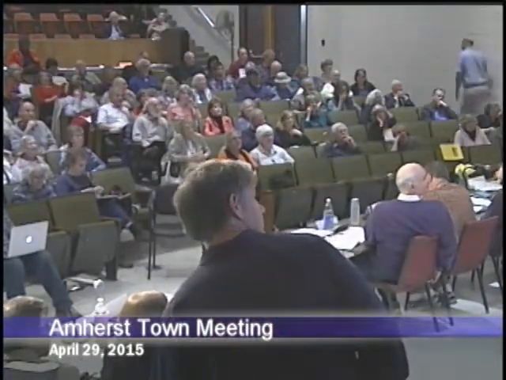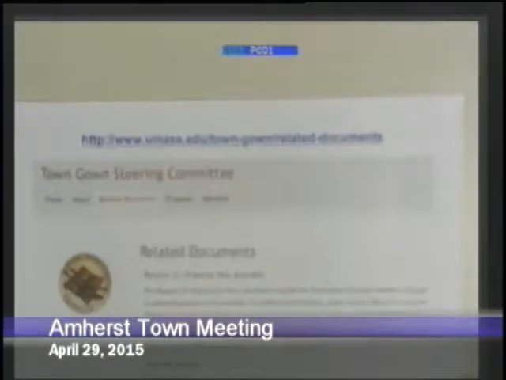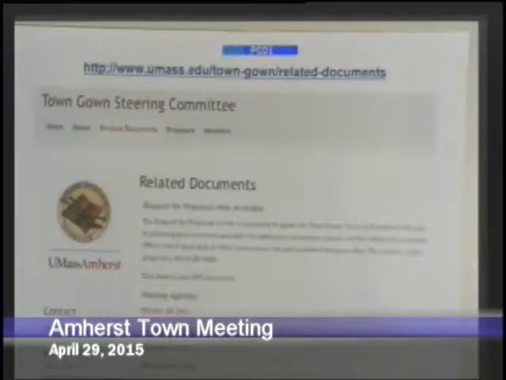Okay. So this is just a screenshot of the website for the Town Gown Steering Committee that's hosted by UMass. The web address is on the top. It's a UMass site with Town Gown Steering Committee, town-gown, and then under the tab Related Documents. It's a little hard to find. This is where you'll find all the documents that are important for town meeting.